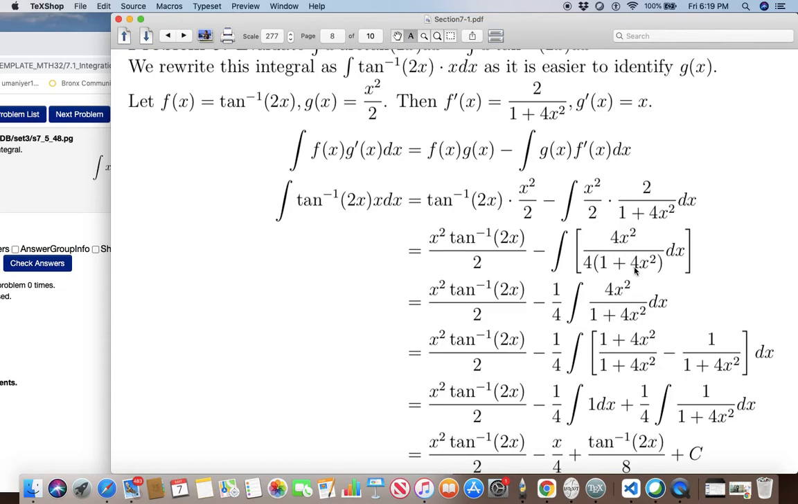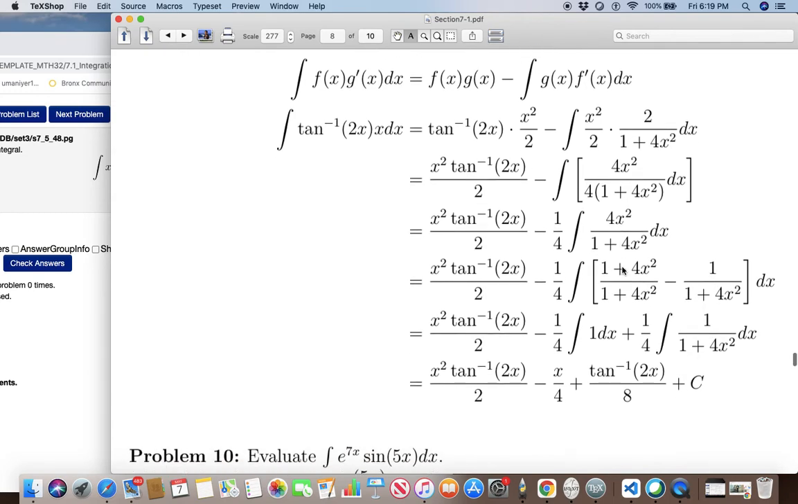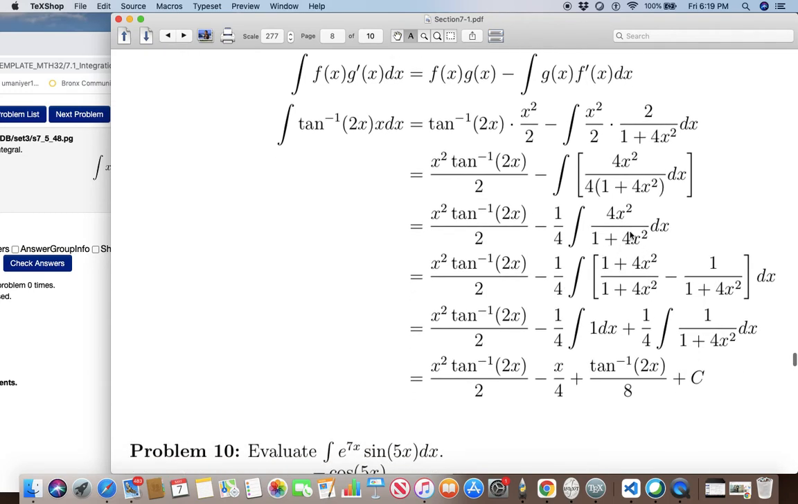Okay, I've written a 4 above and a 4 below. Why did I do that? Because of this 4. Okay, everything else is the same. The denominator 4, I bring it out. Numerator 4, I keep it in. If you notice 1 plus 4x squared and 4x squared, I'll rewrite the upstairs as 1 plus 4x squared minus 1. 1 minus 1, so no change.